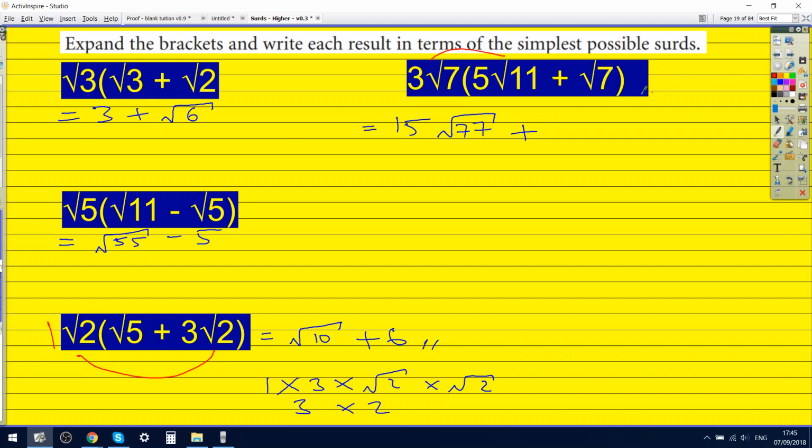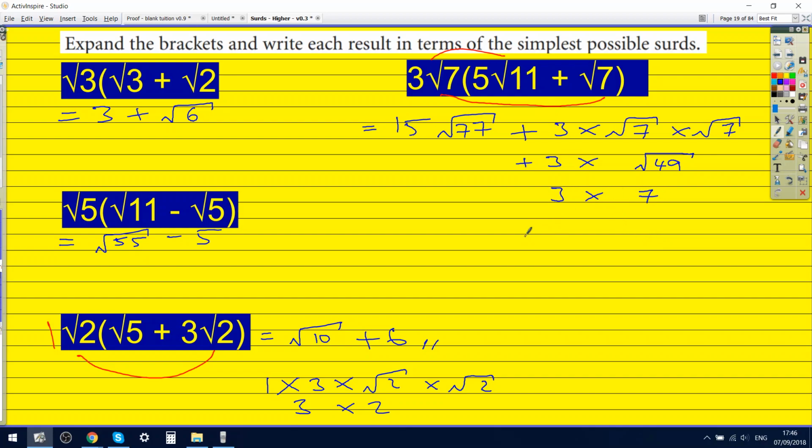So 3 times root 7 times root 7. Would it be root 7, so that's 64? So it's 3 times root 7 times root 7. What is root 7 times root 7? It's just 49. It's root 49. Yeah, oh, so it's a 7. Yeah.